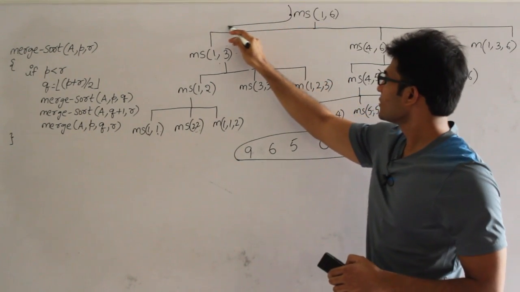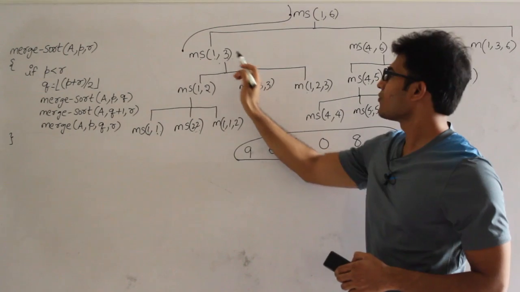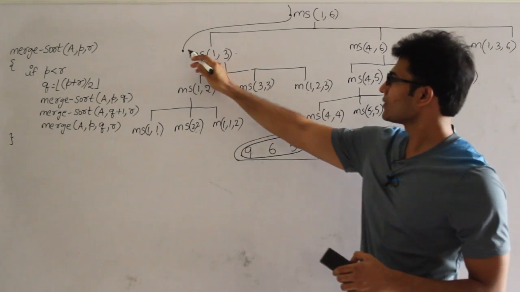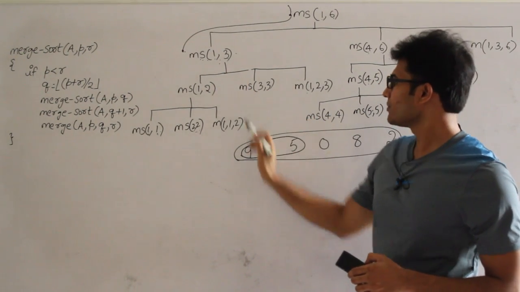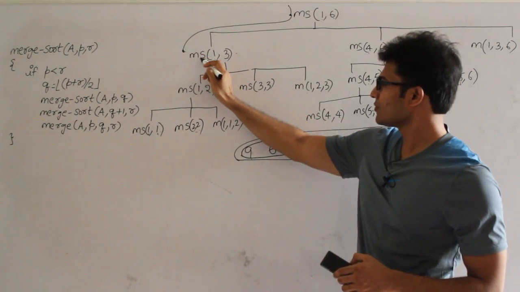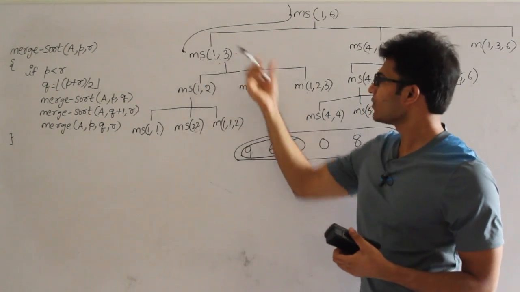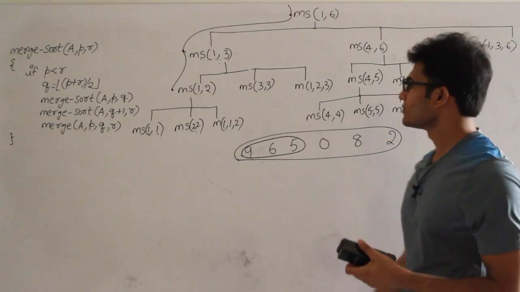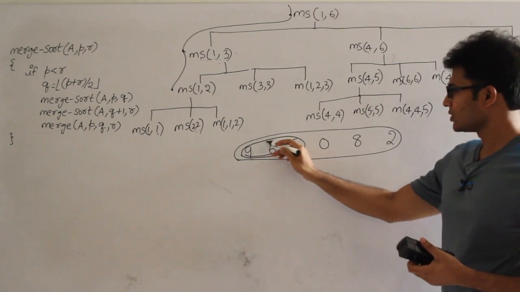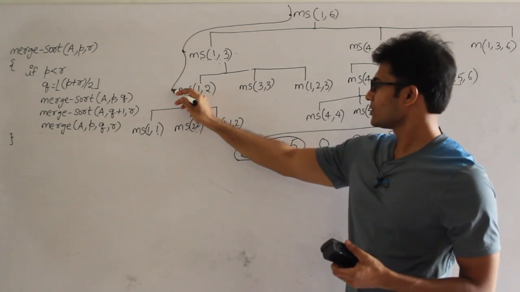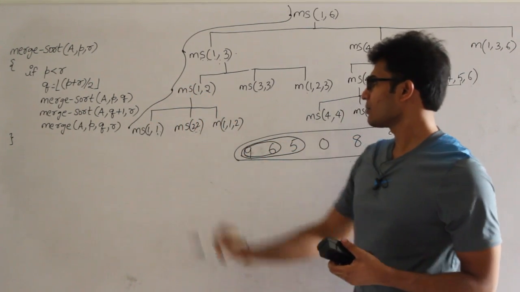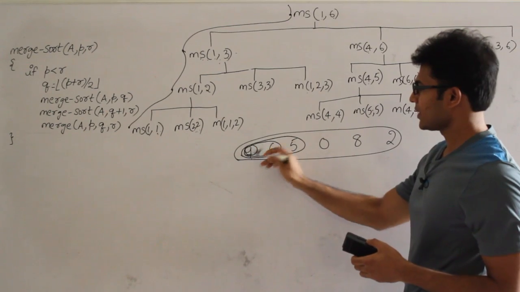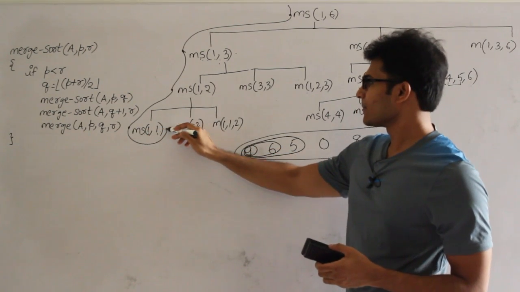In order to sort 1 to 6 elements, it is calling sort 1 to 3, which means you have to sort these 3 first. It is saying that by the time I finish this, I'll be able to sort 1, 2, 3. But this is the first time you are visiting it, which means the function is just now called. The function is not yet done. Now this function is calling merge sort of 1, 2, which means in order to sort this, you have to sort these two. And now this function is saying merge sort of 1, 1, which means in order to sort this, you have to sort this first element 9, and it is done.